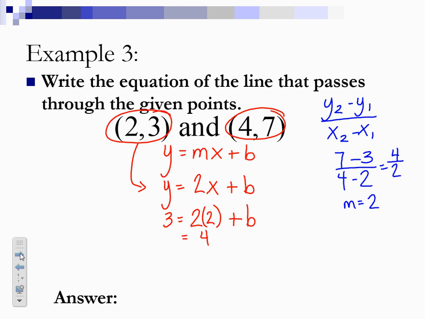2 times 2 is 4. Subtract the 4. That would leave me with b equals -1. So my final equation of a line using the m and the b that I solved for, y equals m is 2 and b was -1.